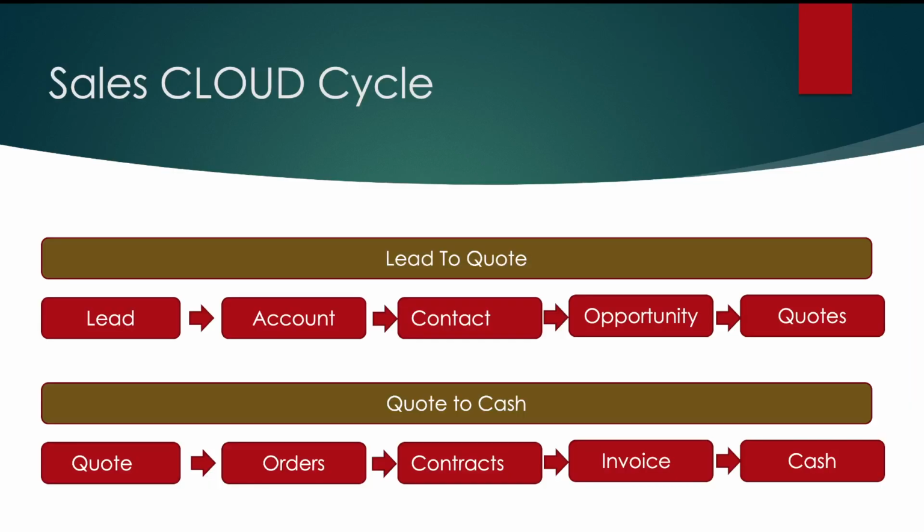Now let's see what a sales cloud cycle is. Basically, the sales cloud cycle is divided into two: one is lead to quote and then quote to cash. In lead to quote, the first thing is the lead we create, and from the lead they might buy a product, or they might be asking for a quotation, or they might be interested. In either case, we will convert that lead into three things, which are account, contact, and opportunity. Once an account, contact, and opportunity are created, then we create a quote so that they can review the price and the products that we are offering to a customer.